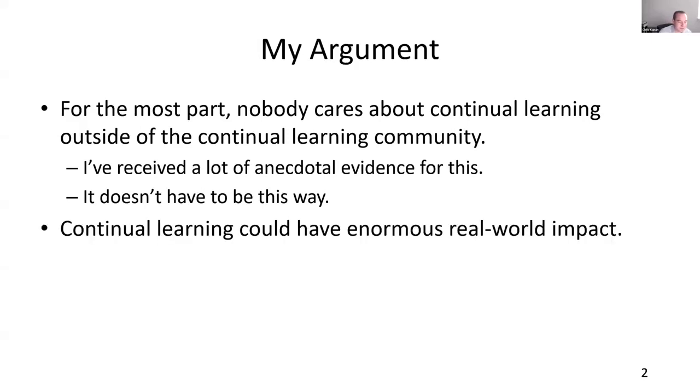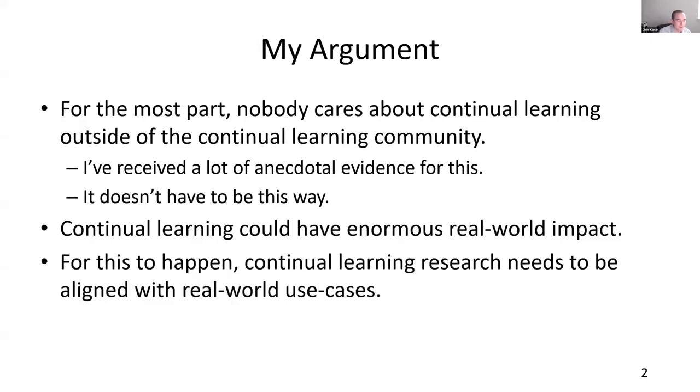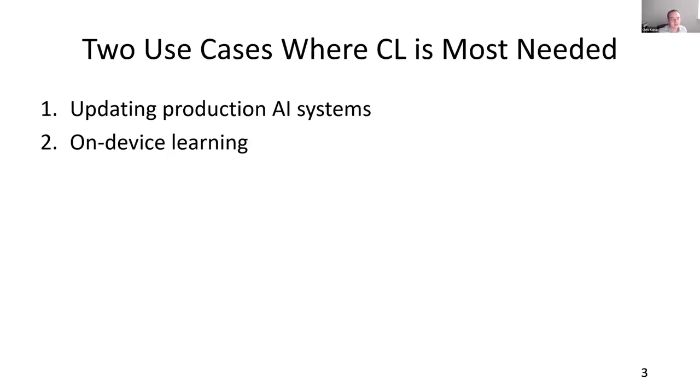So I think we can have enormous real-world impact, but we have to align our work to real-world use cases. That's the thing that I think is really missing in the vast majority of the work going on right now. So I'll give you two examples. It's certainly not an exclusive list, open world learning could be another example. But two that I think there's big demand for are updating production AI systems and on-device learning.